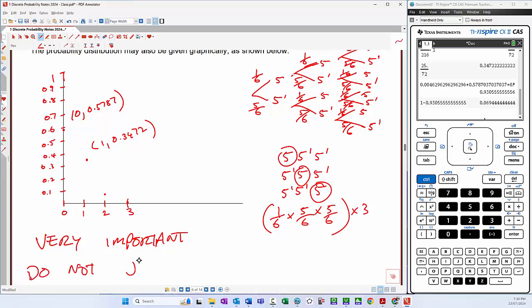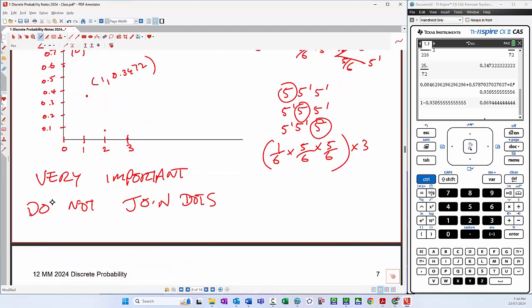Do not join dots. Okay, because if you do, then there's a line there, and that means that 2.5 will produce a value because you've got a line joining it. So the only time we want to produce values is if 0 is inserted into the function, 1 or 2 or 3 is inserted into the function. Anywhere else, basically the function is not defined.